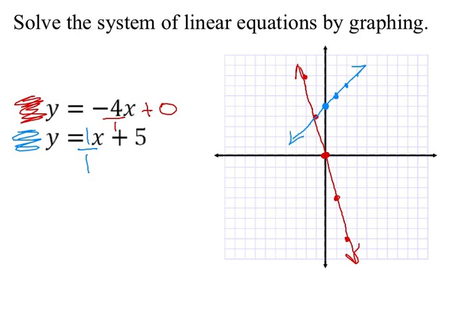So I can see that we are experiencing our point of intersection right here. So that means my solution would be the point that's represented there. So from the origin, I'm going left 1 and then up 1, 2, 3, 4. So that point would be (-1, 4).